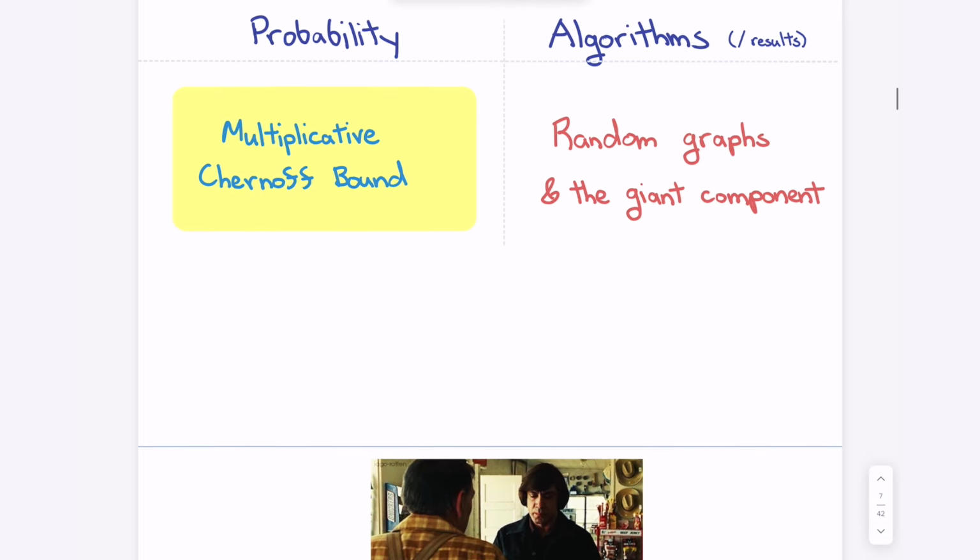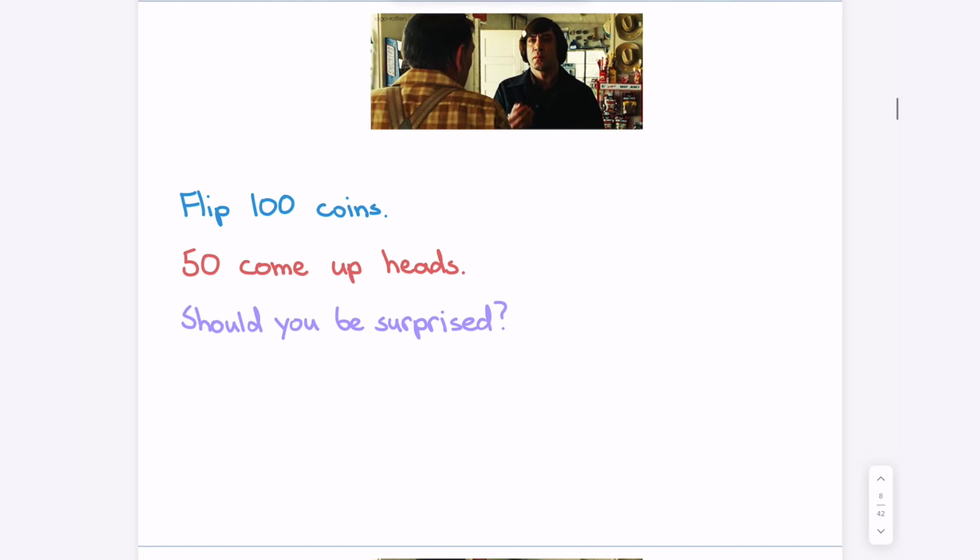Okay, so let me start with this concentration stuff. Let's say I flip 100 coins and 50 of them come up heads. Should you be surprised? No. Why no? It's the most likely individual number. What's the name for this? It's the mode, right? There's a mean, a median, and the mode. Okay, so it's the mode.